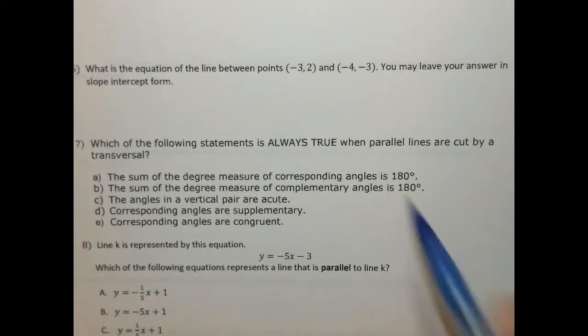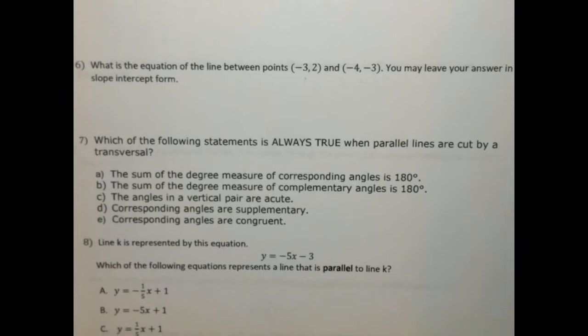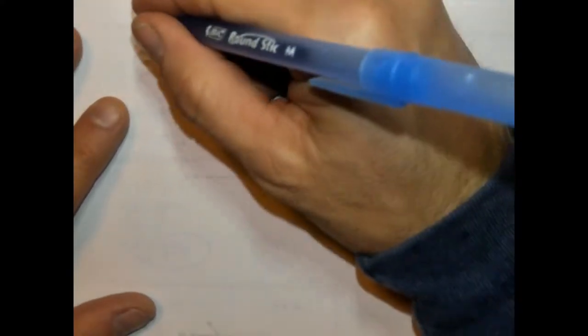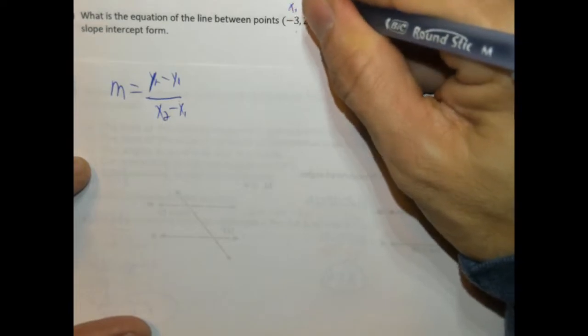Okay, what is the equation of the line between points negative 3, 2 and negative 4, negative 3? You may leave your answer in slope-intercept form. Okay, so they give us 2 points, and we need to write this in slope-intercept form. So we're going to use 2 formulas here. First, we're going to do m equals y2 minus y1 over x2 minus x1, because we need to calculate the rate of change. We're going to see our x1, y1, and our x2, y2.